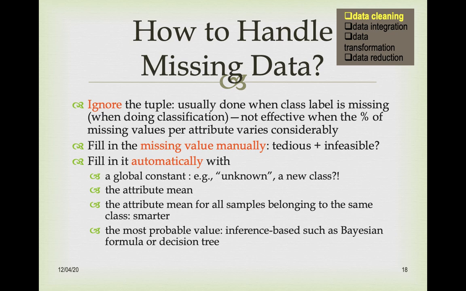Or else you can fill it in automatically with a global constant, for example unknown, a new class, and so on. Or use the attribute mean, or the attribute mean for all samples belonging to the same class. Or the most probable value, which is inference-based, such as Bayesian formula or decision tree.